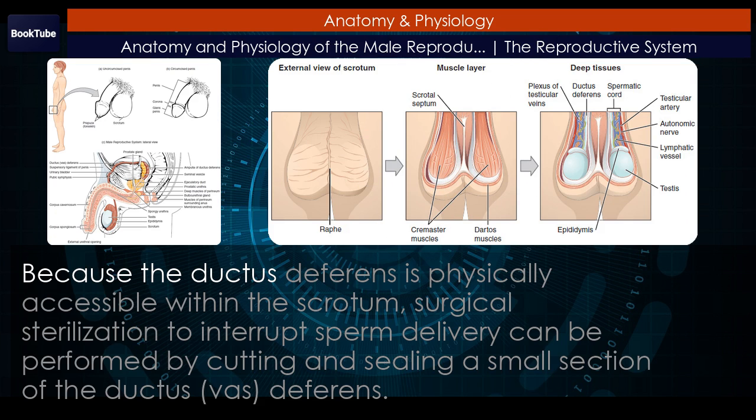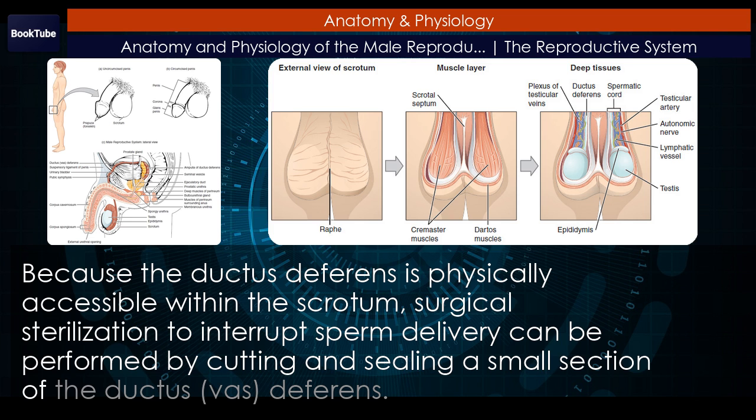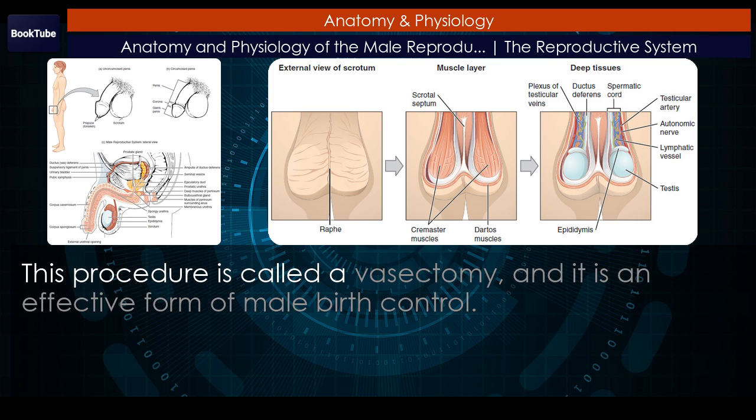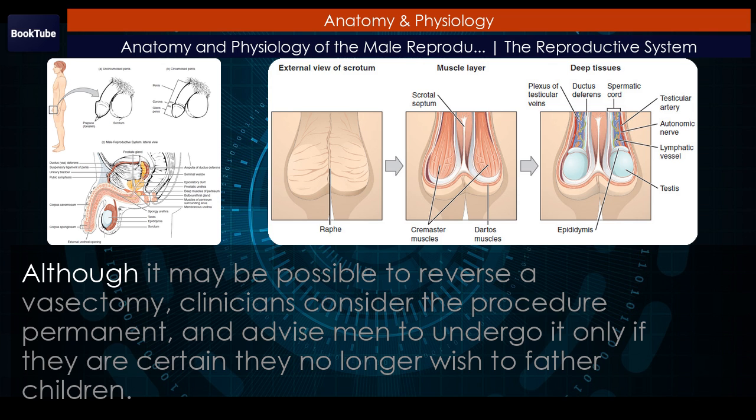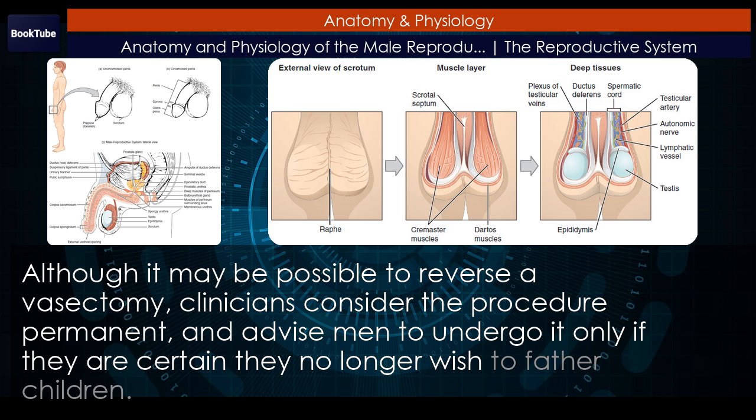Because the ductus deferens is physically accessible within the scrotum, surgical sterilization to interrupt sperm delivery can be performed by cutting and sealing a small section of the ductus deferens. This procedure is called a vasectomy, and it is an effective form of male birth control. Although it may be possible to reverse a vasectomy, clinicians consider the procedure permanent and advise men to undergo it only if they are certain they no longer wish to father children.